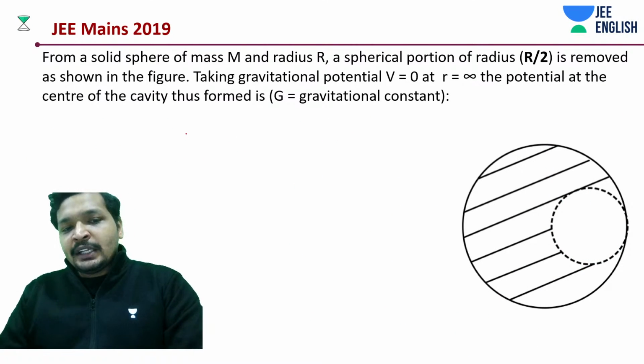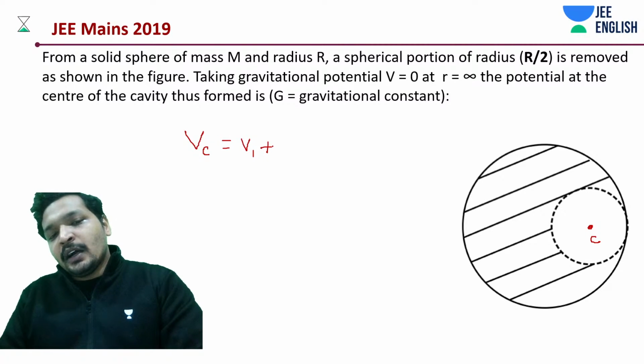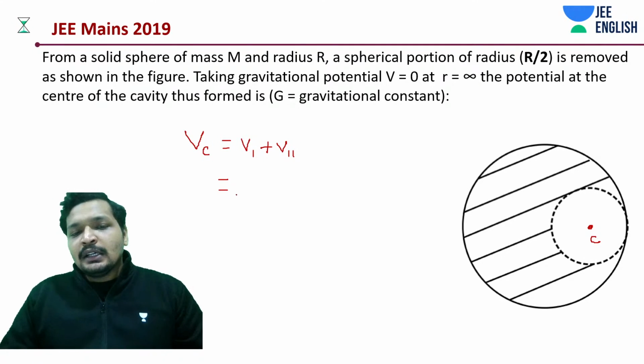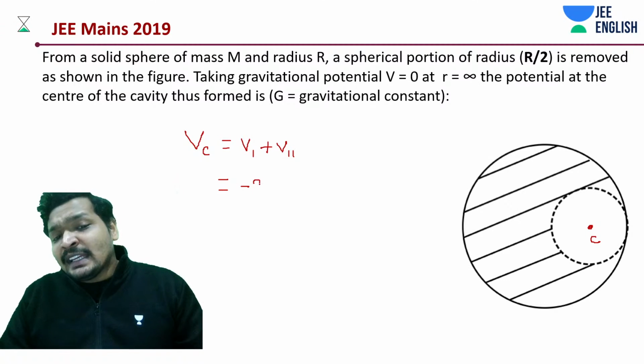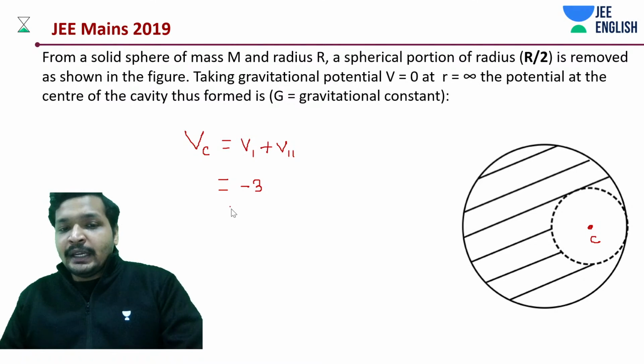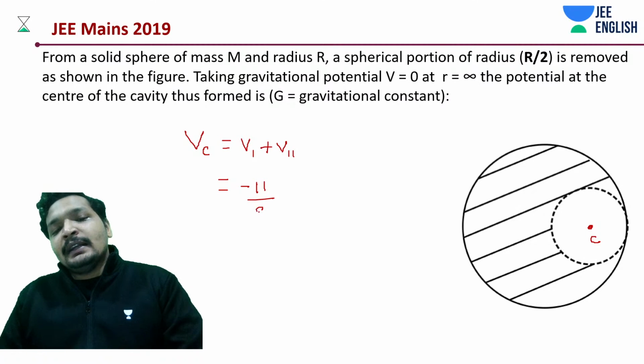Both. So net potential at the center, which is that center, this center, is what? Like part 1 plus part 2. Part 1 is that outer part, I mean like the non-cavity part. So the total mass, how much did you get it to be? Something like minus 11 by 8, my mistake. Minus 11 by 8 GM by R.